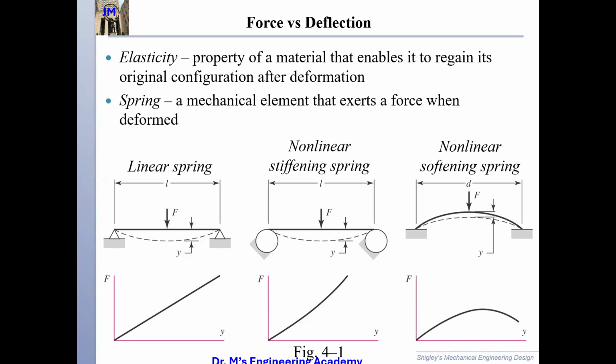This is a nonlinear stiffening spring. If we apply a load, we have a corresponding Y. If we change the F, this Y will change. However, this F and Y curve is nonlinear. Nonlinear means either this is a large deformation, which is a geometrical nonlinearity, or the deformation of the material is elastoplastic, not just elastic.